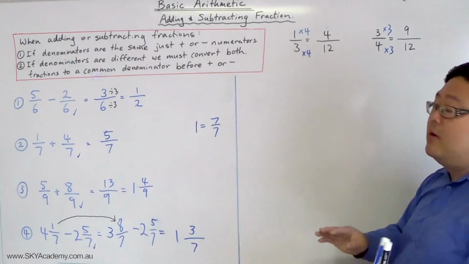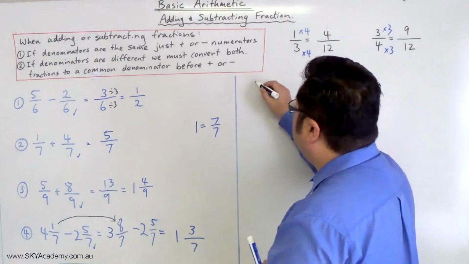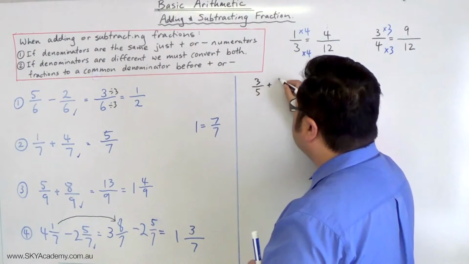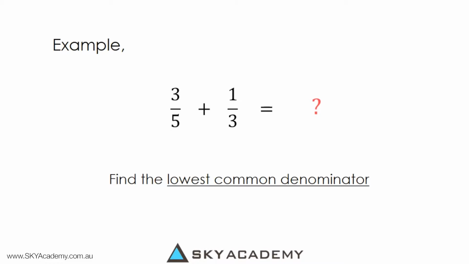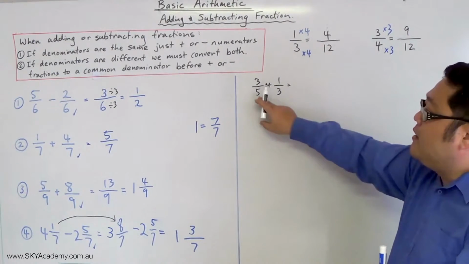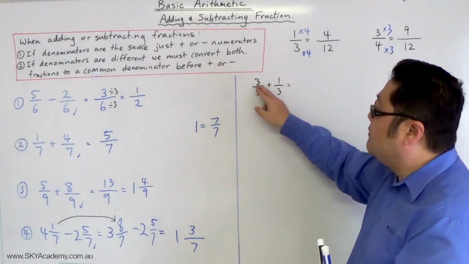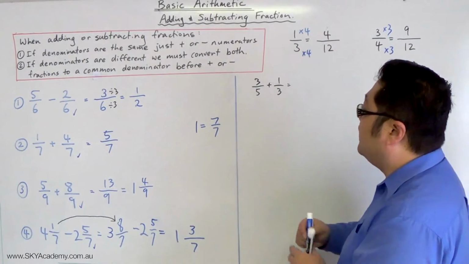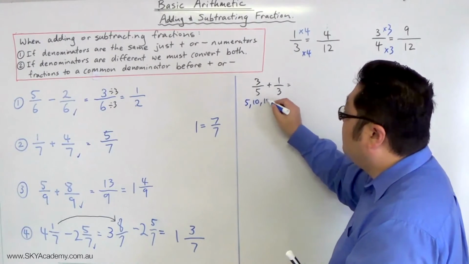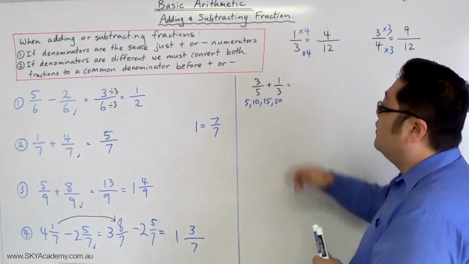Now, how do you know what number to convert both fractions to? So if you had an example like 3/5 plus 1/3, how would you know what number to convert the bottom to? Well, basically, you would have to do what's called finding the lowest common denominator. In other words, it's the lowest number that both 5 and 3 go into. There's a number of ways to do this. What you can do is choose the biggest number and go up in multiples of that biggest number. So you got 5, 10, 15, etc.